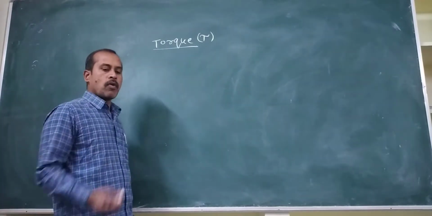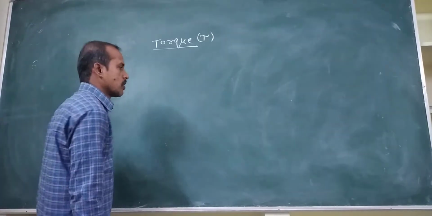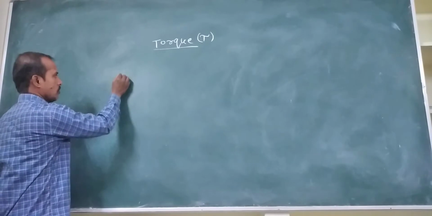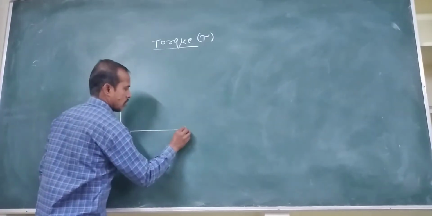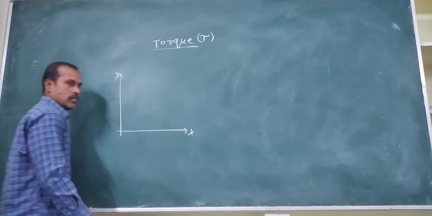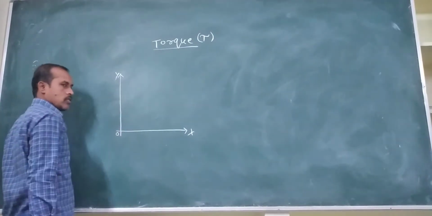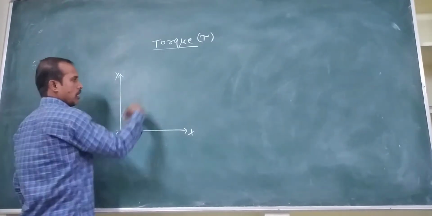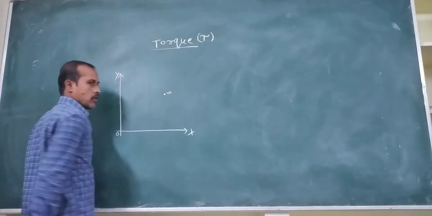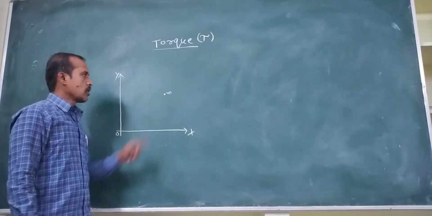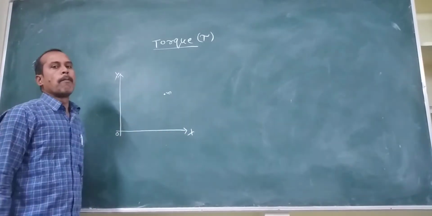For example, consider a particle placed in the xy plane. Here this one is the y axis and this one is the x axis. O is the origin of the xy plane. At any point there is a particle, and this is the mass of the particle. For example, a single particle of mass m placed in the xy plane.